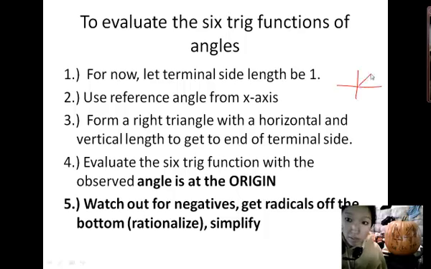Keep in mind, any point when you open a terminal side and let that be 1, well, that's a length, but we can get to that length or that spot that it ends by going a horizontal and vertical route, because everything is made up of an x, y value, right, on the coordinate grid. So we just need to go the length of the x, the length of the y to get to those points. Same thing here. Go the length of the x, go the length of the y. There's your right triangles. Okay, so you're going to form these right triangles. Evaluate the 6 trig functions with the observed angle, at the origin. So you're going to stand on the origin and you're going to observe from that angle. Watch out for negatives, get radicals off the bottom, and simplify.